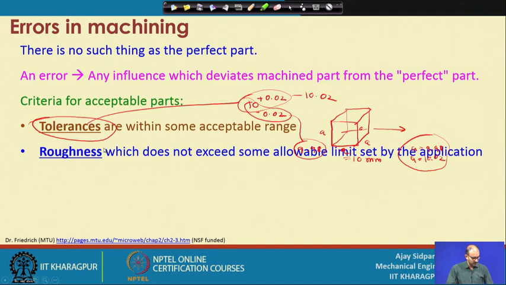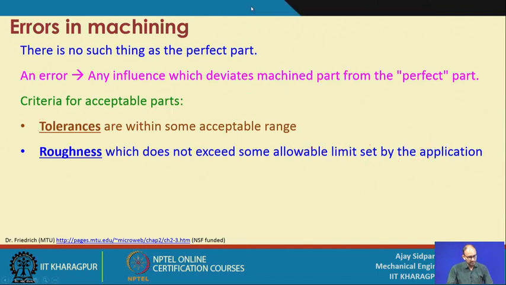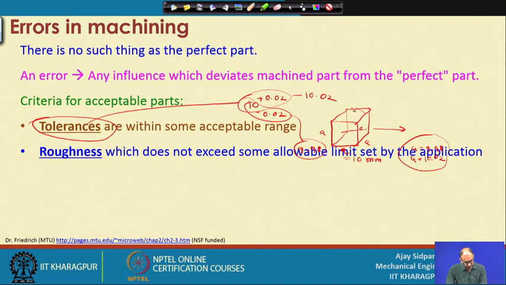Another thing is the roughness. Suppose your part is within the tolerance limit, but you have some functional surface on the top surface. Now consider that this surface is going in contact with some other component. So, surface roughness plays an important role. Now you have to provide an acceptable or non-acceptable limit, such that your roughness should be within this range.